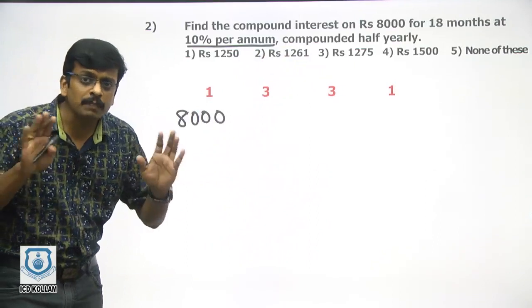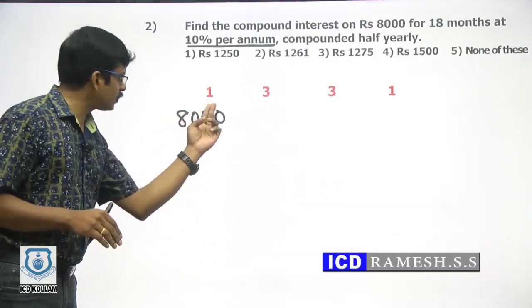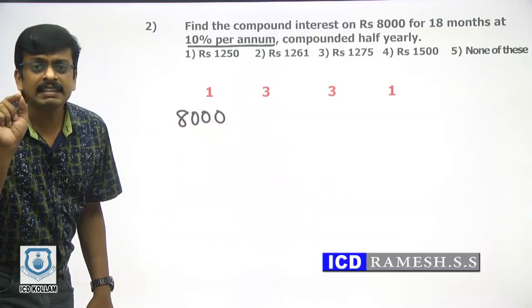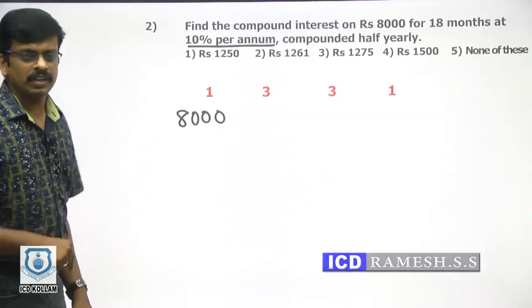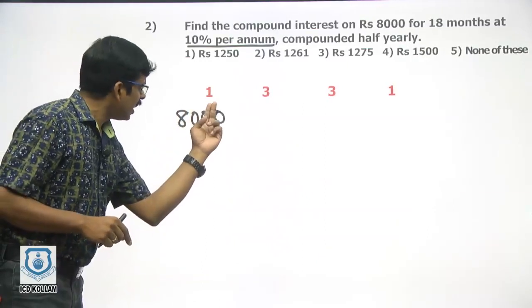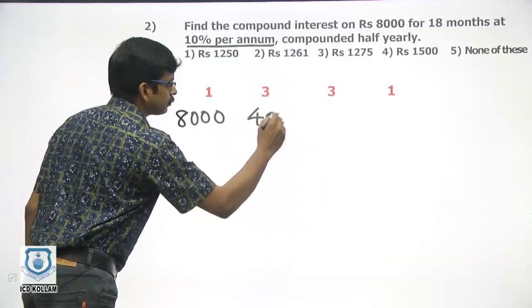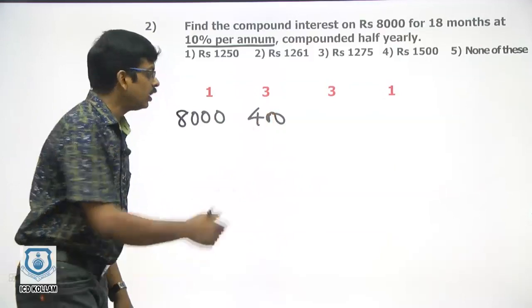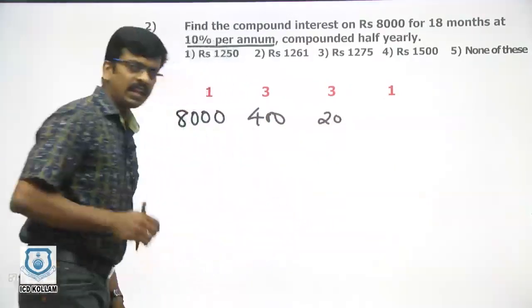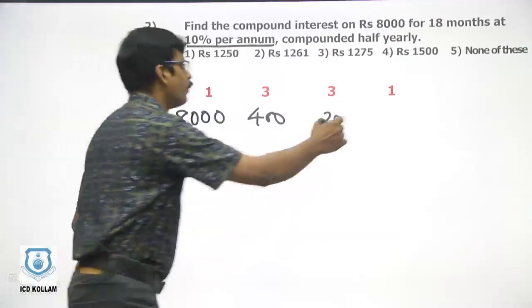So how to find 5% easily? Take 10% as in the previous case, it will be 800. Take half of that number, that will be 5%. It is very easy. Half of 800 is 400. Then 40, half of that is 20. Again 2, half of that is 1.